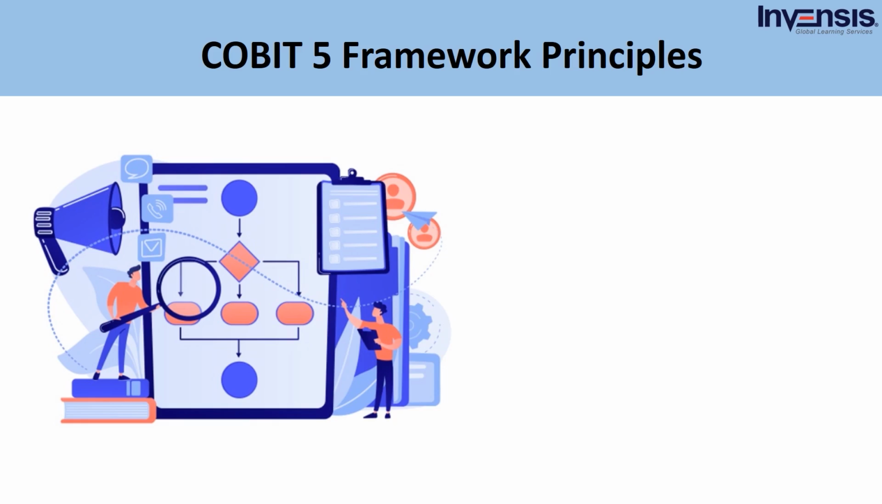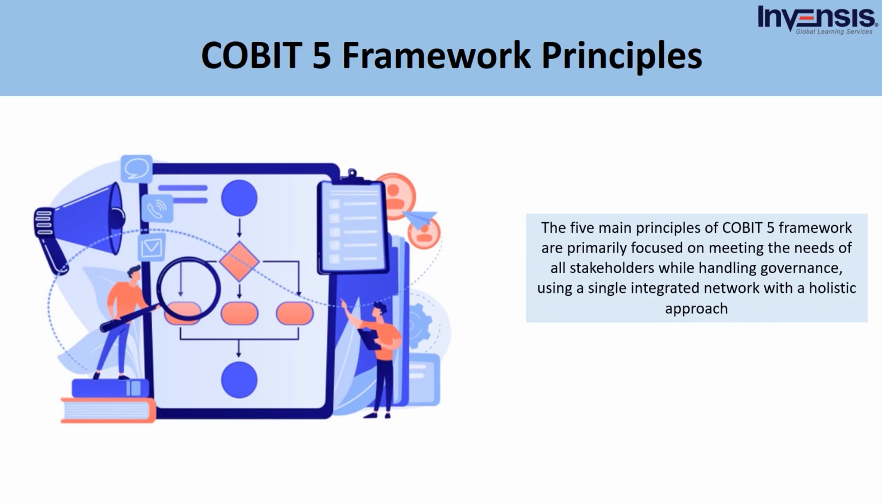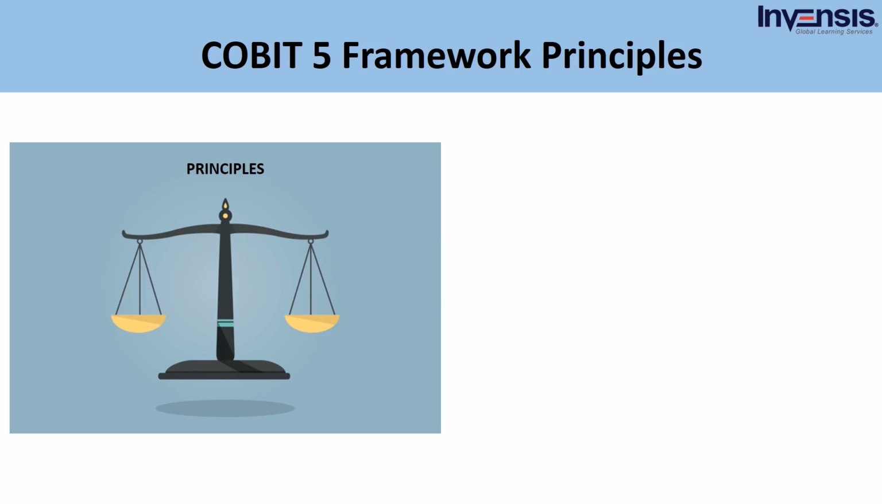There are a total of 5 COBIT 5 principles. The 5 main principles of COBIT 5 framework are primarily focused on meeting the needs of all stakeholders while handling governance, using a single integrated network with a holistic approach. Let us now see the COBIT 5 framework principles.